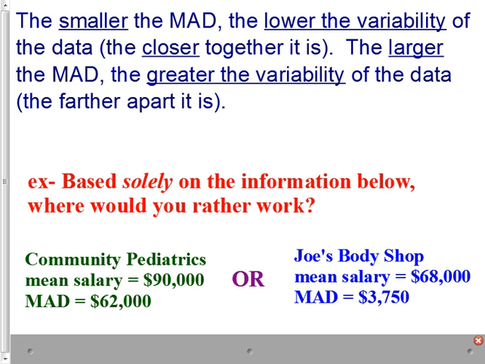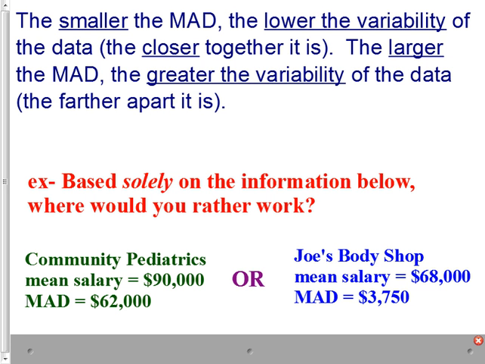But when you look at Joe's Body Shop, the mean absolute deviation is only $3,750. What that means is there's not anybody that's making a ton of money, but there's also probably not anybody who's making just a very small amount of money, because the mean absolute deviation is relatively small, meaning the salaries of the people who work there are all pretty close together.